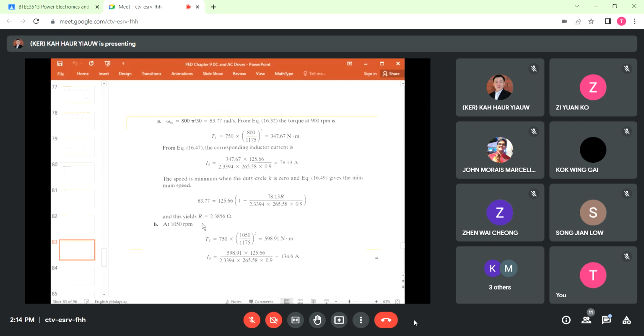And this should calculate the resistance R equal to 2.3856 ohm. In part B, at 1050 RPM, TL is equal to 598.91 Newton meter, and ID equal to 134.6 amp.